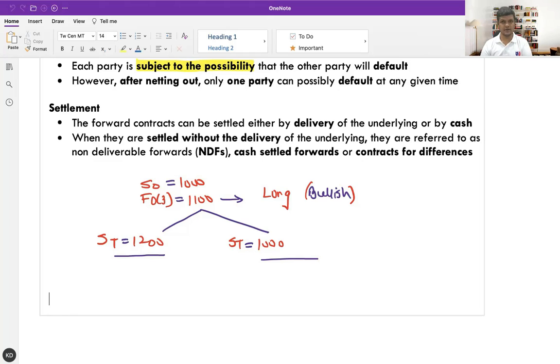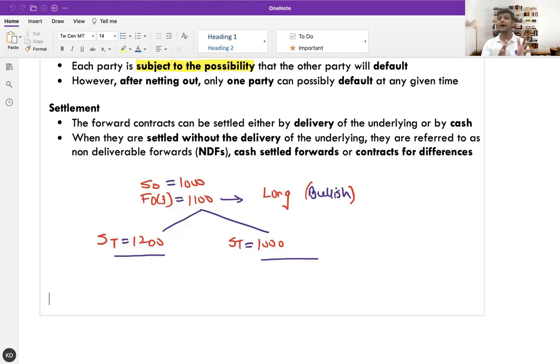Is that clear? This is called delivery of the contract. I physically give you the asset. What happens in delivery? How much will you pay me? 1100, and I will give you the asset. Irrespective of whether the asset goes to 1200 or 1000, we are committed.